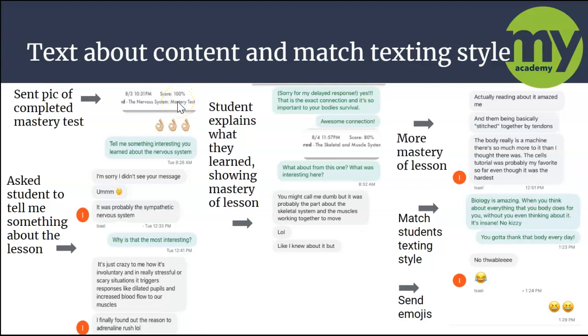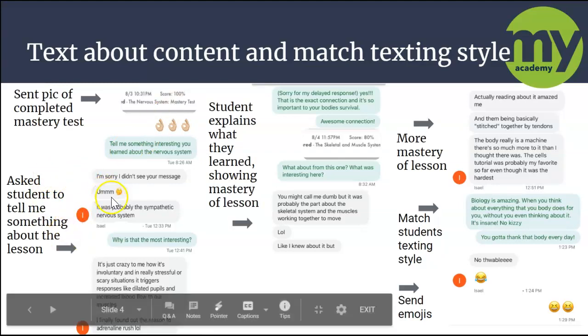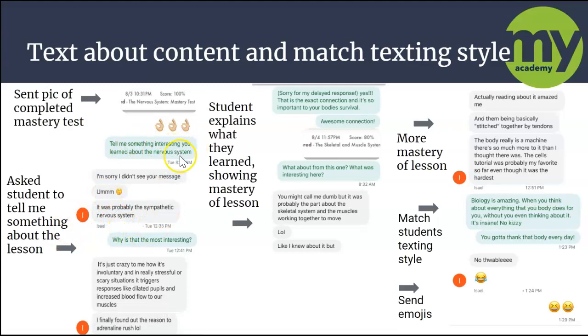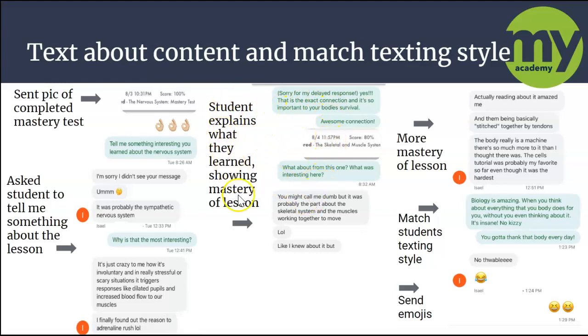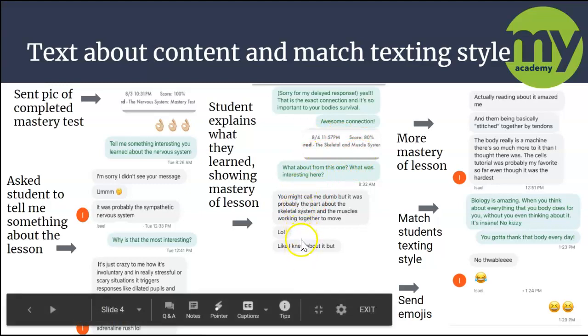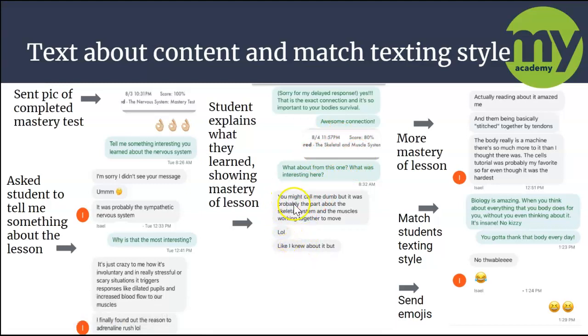And I also use it as an opportunity to check for this student's general understanding of the lesson. So here, I said, tell me something interesting you learned about the nervous system. And then he goes on to tell me what was super interesting about it, showing me that he really has mastery of what he learned. I did it again over here on another lesson, and he goes into a really great explanation of what he learned in the lesson. So that tells me not only am I giving this student kudos for completing work, but also on my end, I know that he understands what he learned.